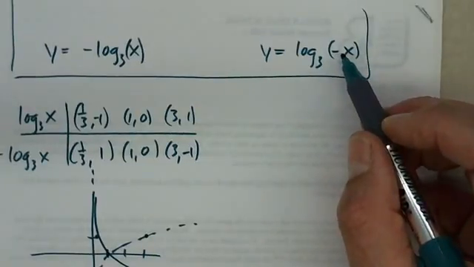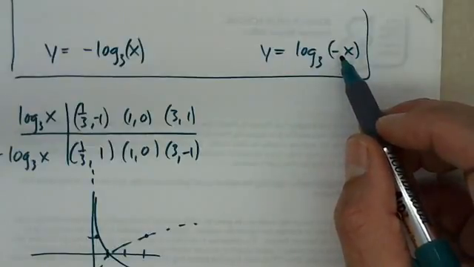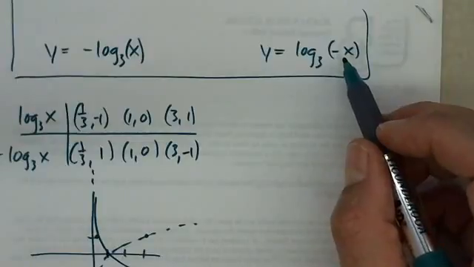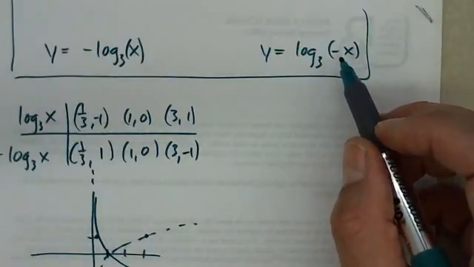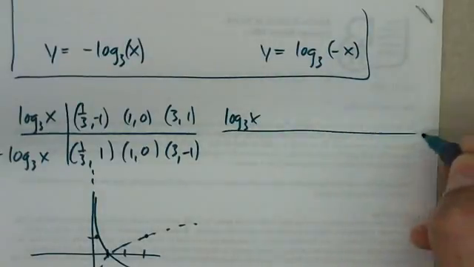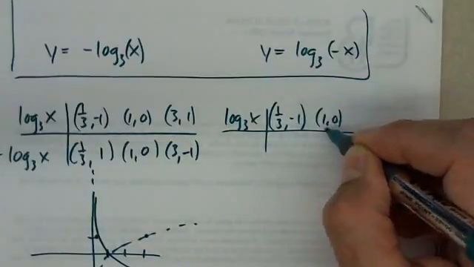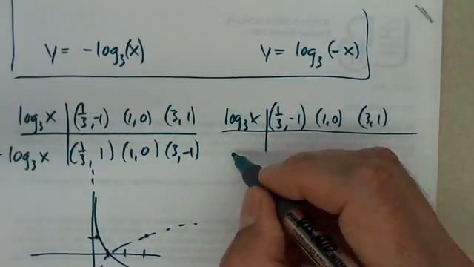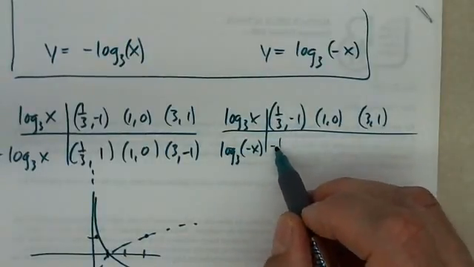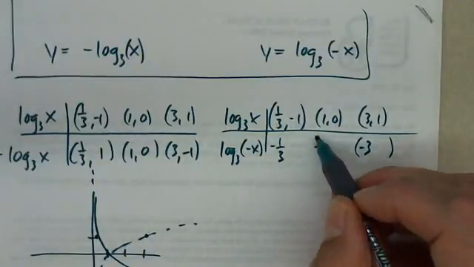Here we have a negative inside with the x. That means it's a horizontal change, and in this case it doesn't matter if we divide or multiply, but we do the inverse. So let's just say we're going to divide by -1. Divide the x's by -1.